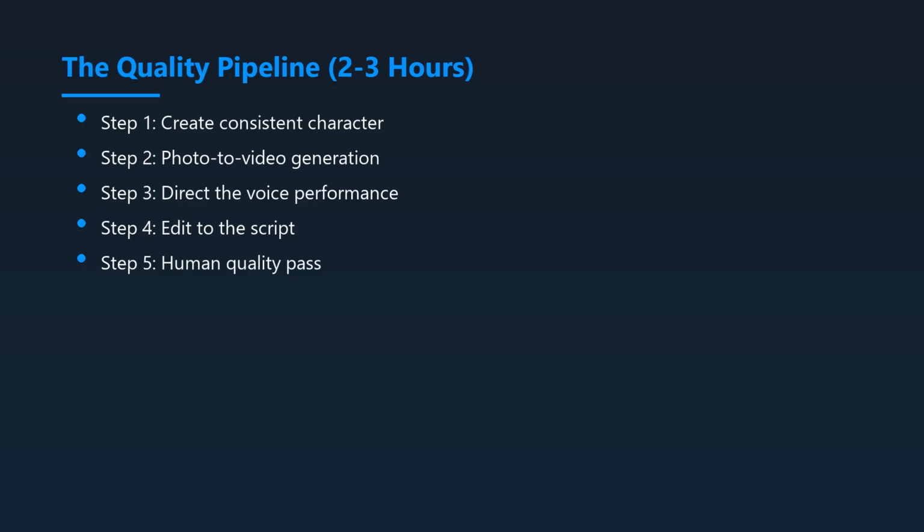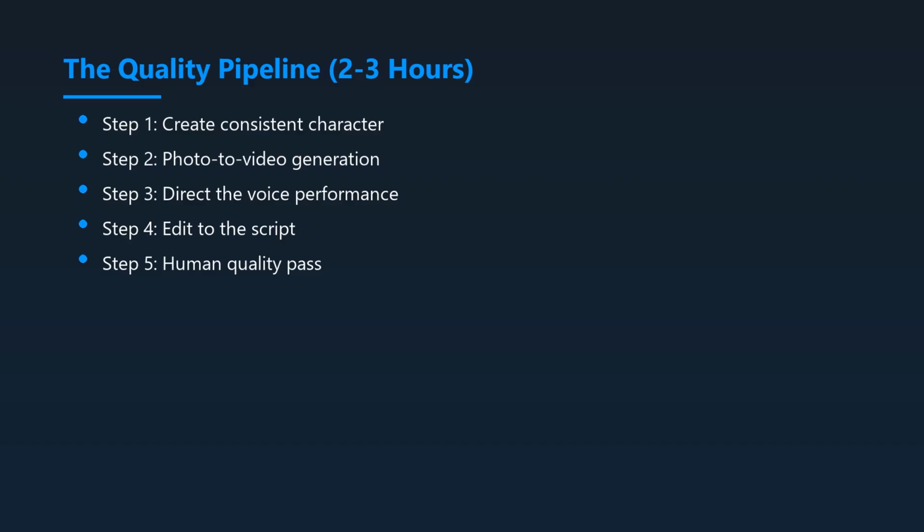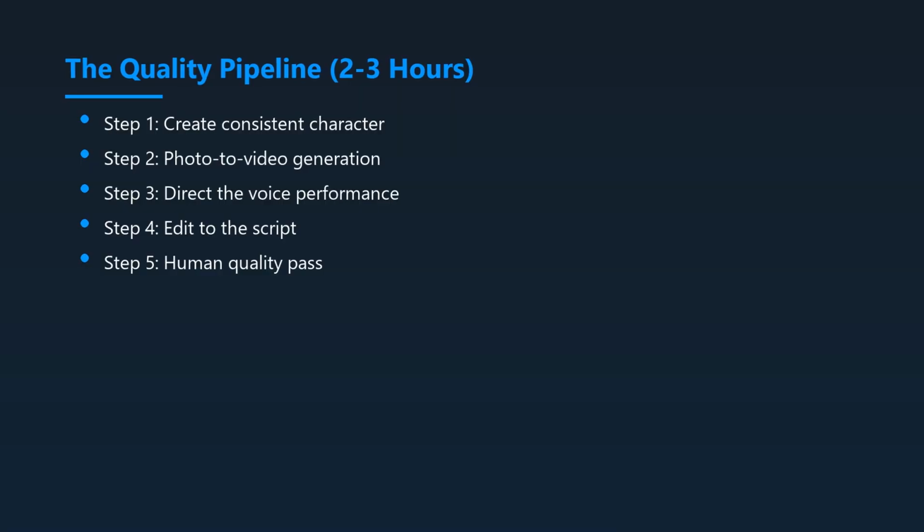Step 4 is assembly with intentional editing. You're not just lining up clips with the voiceover. You're matching cuts to beats, to emotional peaks, to key words. When the voice says "tired of feeling drained," the visual cuts to your character looking exhausted. When the voice says "imagine waking up with actual energy," the visual cuts to your character looking energized. This is called picture locking to the script. Every visual choice is deliberate.